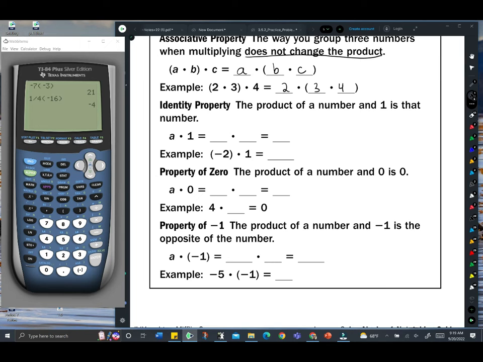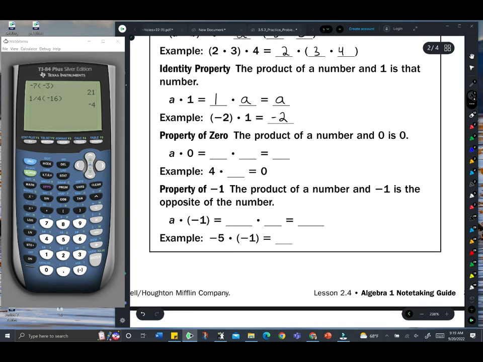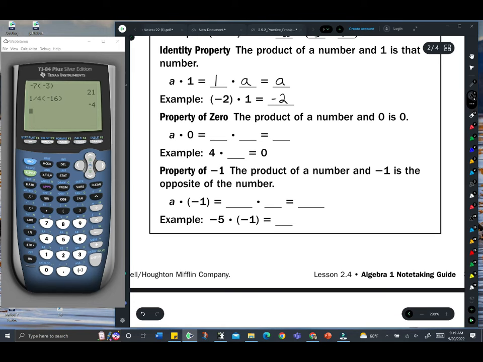Identity property, this is what we were talking about before. Anything times 1 is that number. So A times 1 is essentially equal to A. It's also the same thing as 1 times A. Negative 2 times 1 is negative 2. So that's identity.